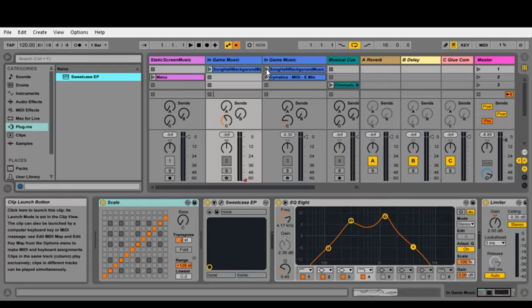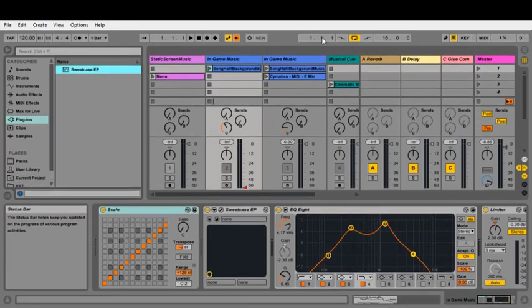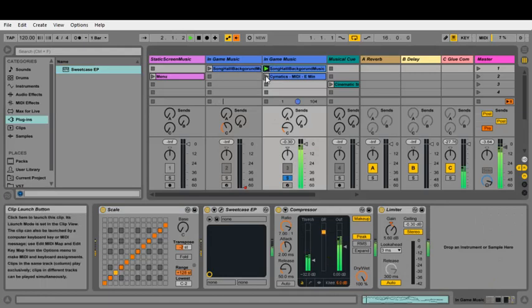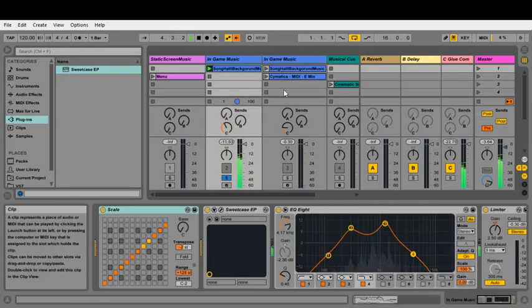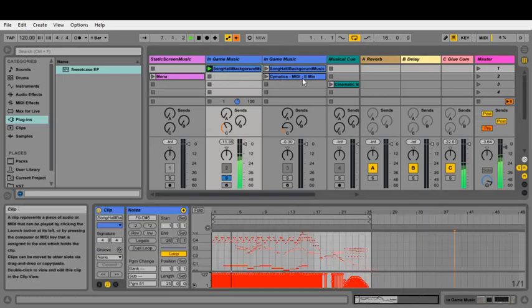I'm going to demonstrate the before and after the modifications were done to the VST. So this was the before. And this was the after.